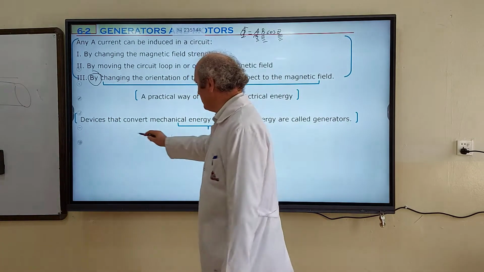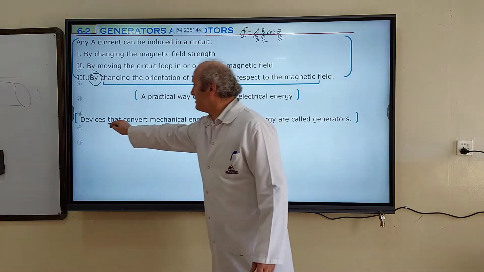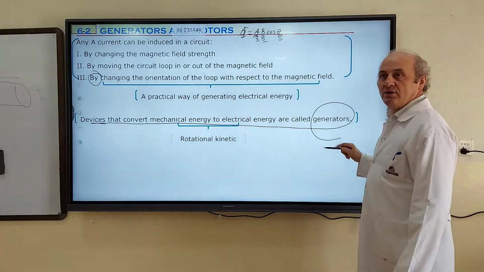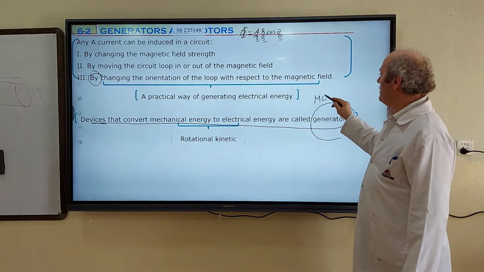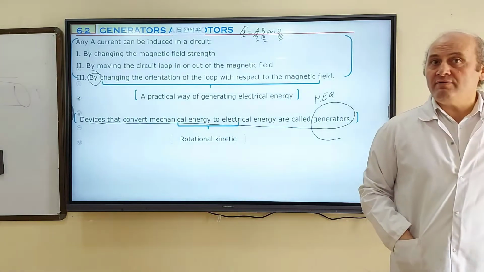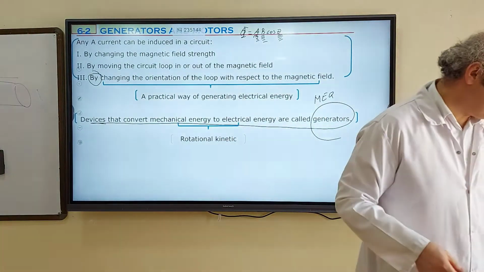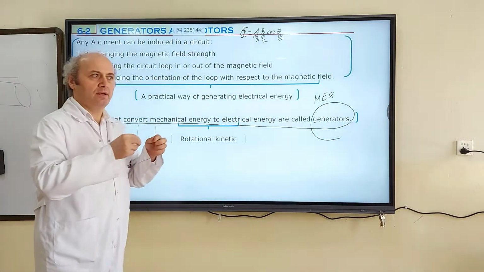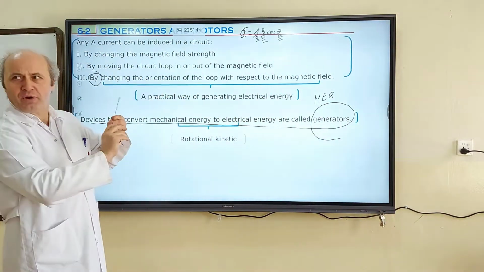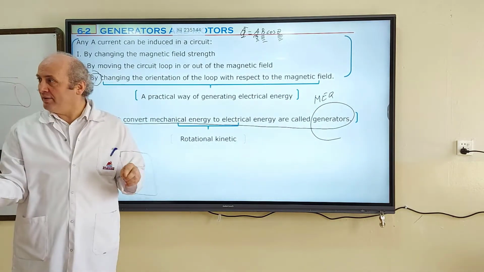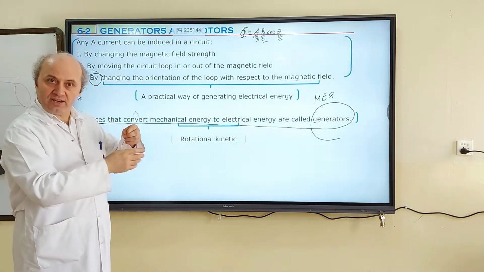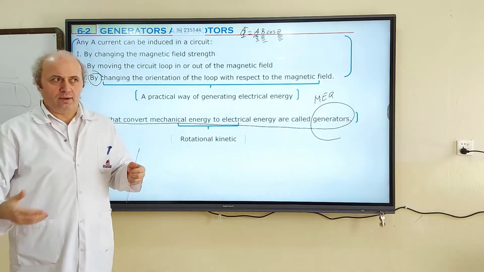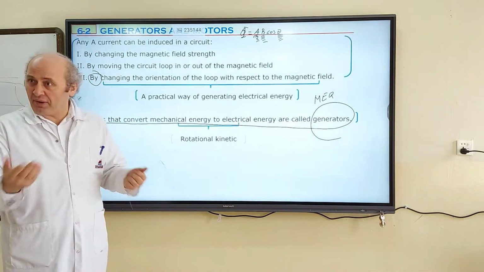This is an exam question. Devices that convert mechanical energy to electrical energy are called generators. But how can we rotate the loop inside a magnetic field? Are we going to rotate it with our hand? We should find a way for rotating the loop inside a magnetic field. We should find some way. It will be easy, it will be practical.